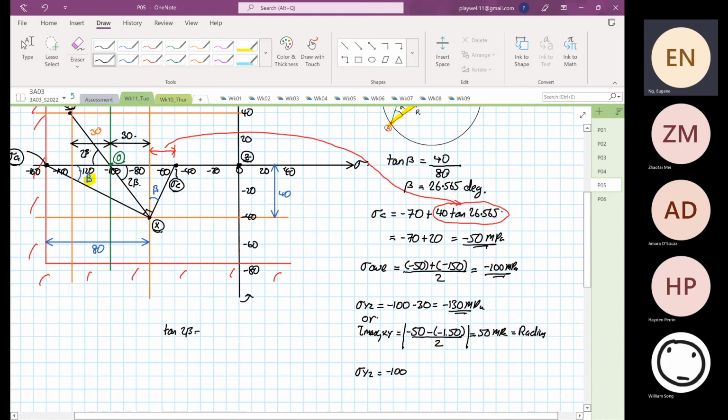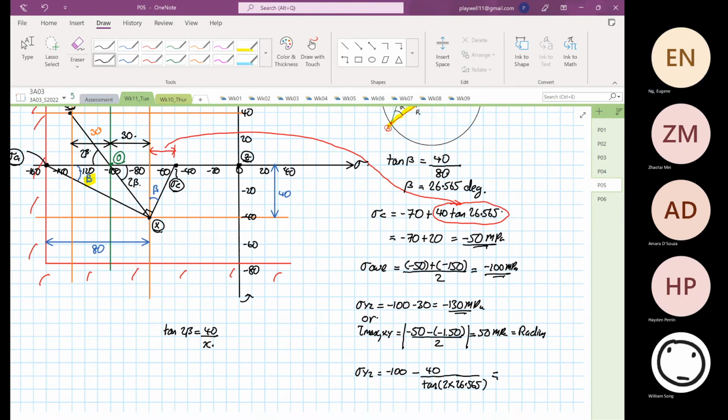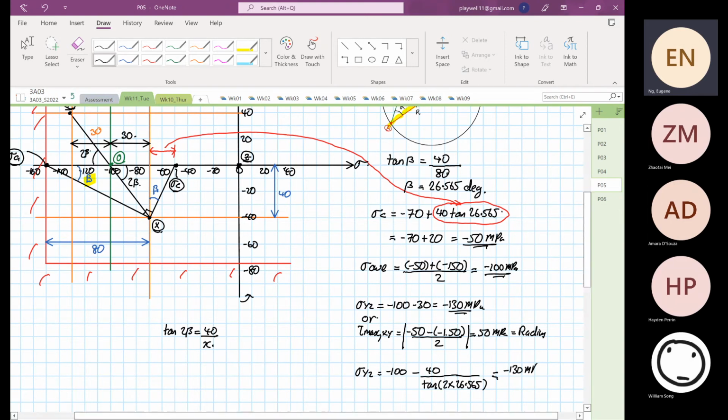Tangent 2 beta is equal to 40 divided by x. Oh, it's correct. How come my answer? Oh, I did 50. So it's minus 40 divided by tangent 2 times 26.565. Okay. So 40 divided by tangent of 2 times 26.565 is equal to 30. So this is also equal to minus 130 megapascal.